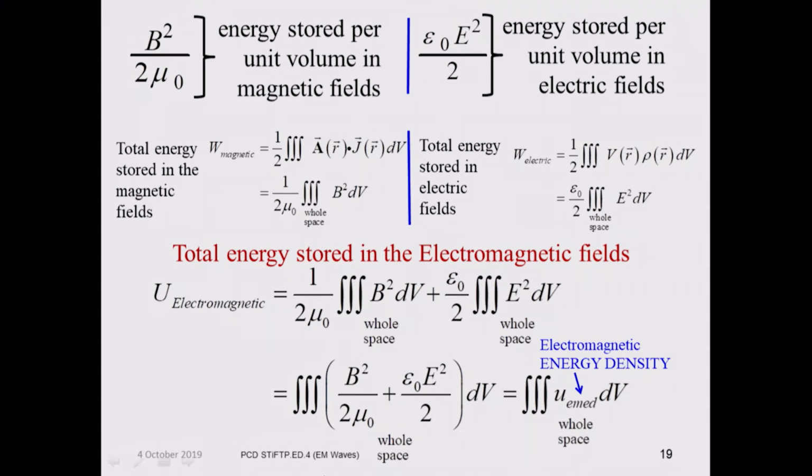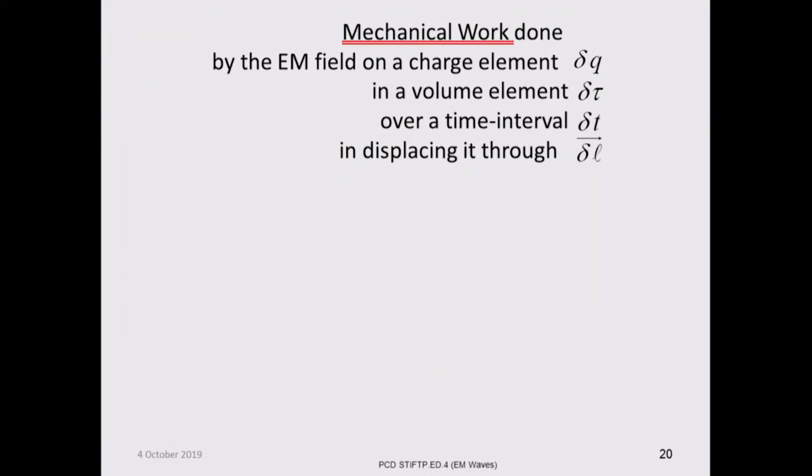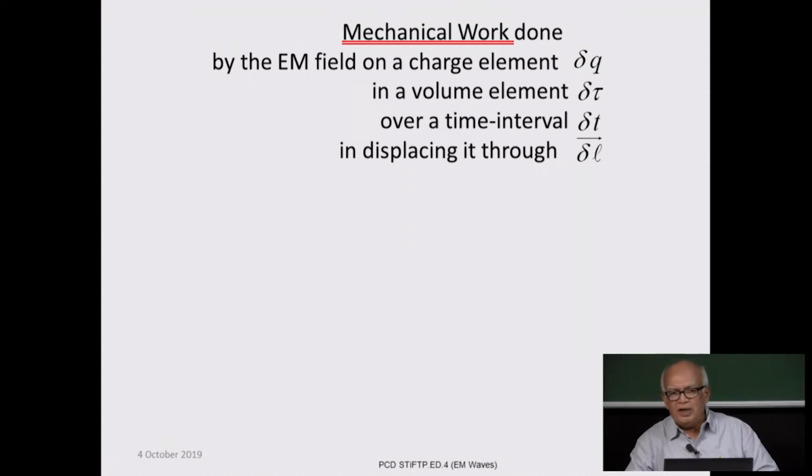So, you have to integrate over the whole space of the magnetic energy density and the electric energy density, and the sum of the two is what you can call the electromagnetic energy density. It has now both the components, the electric part and the magnetic part. And now you can ask, what is the mechanical work done? And this really is an amazing idea, because now we are talking about an electromagnetic energy doing mechanical work.